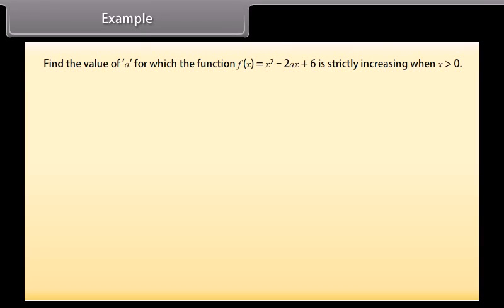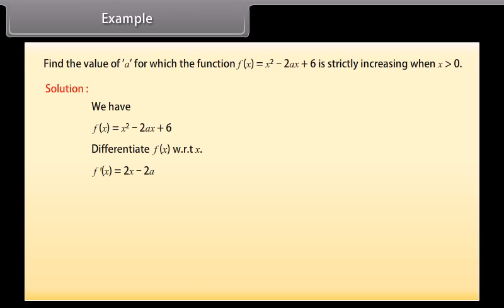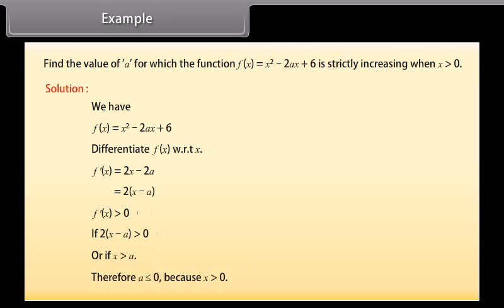Example. Find the value of a for which the function f(x) equals x squared minus 2ax plus 6 is strictly increasing when x is greater than 0. Solution. We have f(x) equals x squared minus 2ax plus 6. Differentiate f(x) with respect to x. f'(x) is equal to 2x minus 2a equals 2 into (x minus a). f'(x) is greater than 0 if 2 into (x minus a) is greater than 0, or if x is greater than a. Therefore, a is less than or equal to 0 because x is greater than 0.